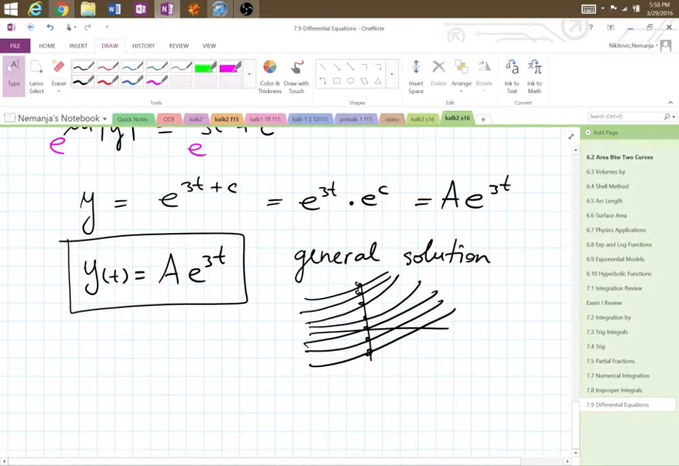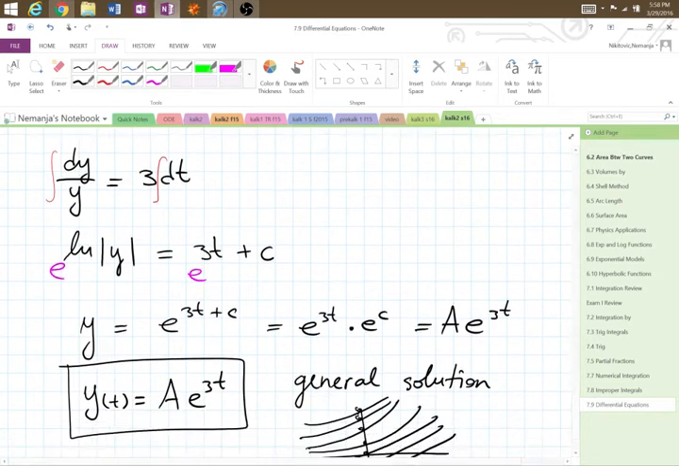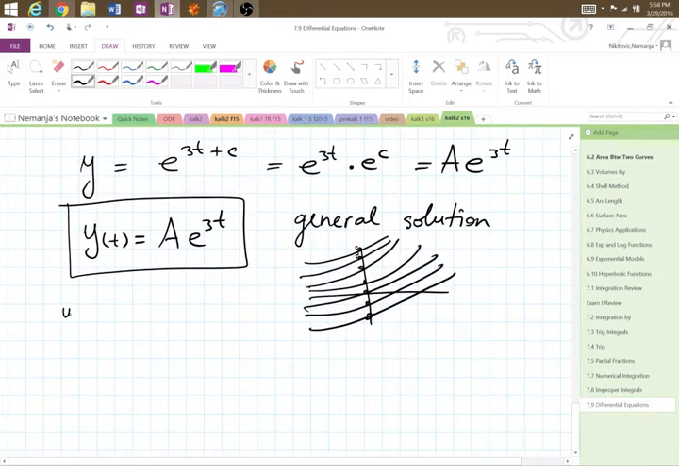What I can do is use the initial condition. I believe I said y of 0 is 7. There we go. So now we use y of 0 is 7. This 0 means that if t is equal to 0, y is equal to 7. We plug that in our general solution. And as you can see, the only variable would be A. You would be able to compute how much A is.